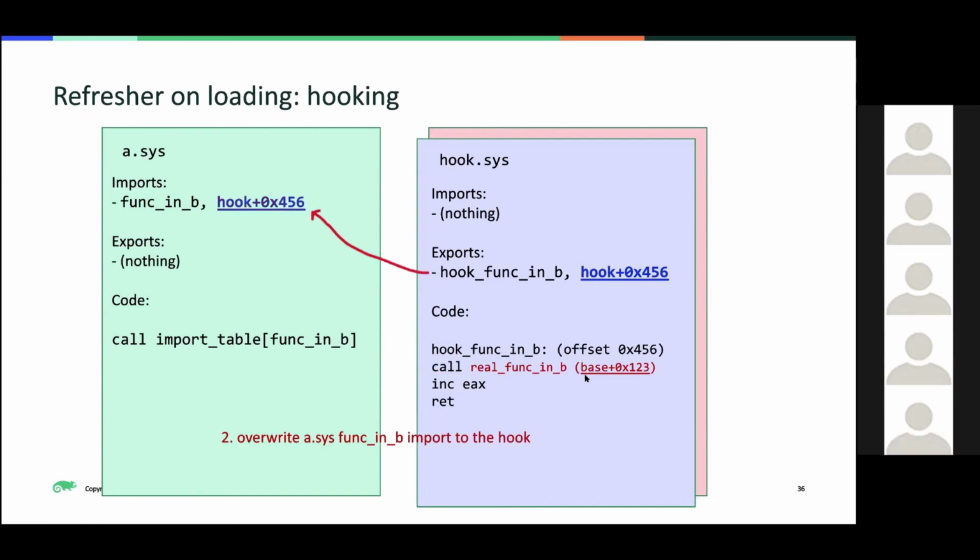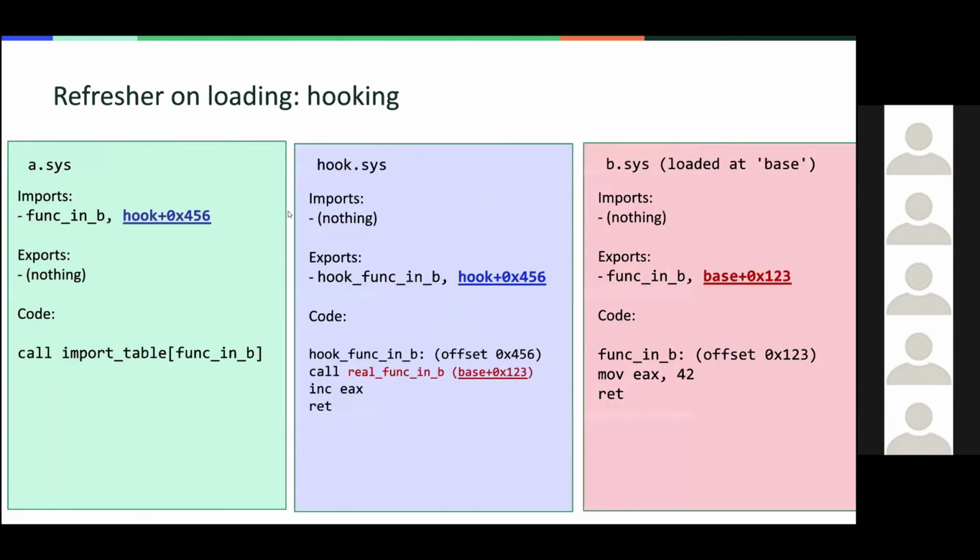The second step is, now that you kept a copy of this function, you overwrite the one in a.sys with your hook. So in a way that when A thinks it's calling the real one, it will actually call the hooked one. So now you end up in this situation. You have your 3 modules. Module A, when it's calling function B, is actually calling the one in hook. The hook function is actually calling the real one, which is here.